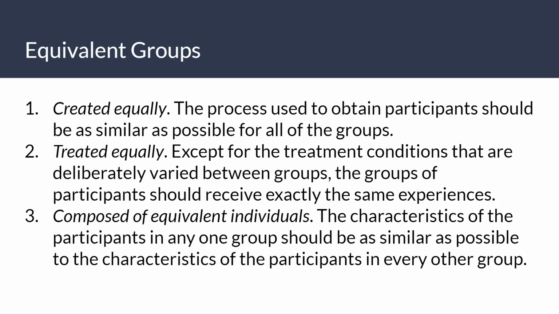Number 2, the groups must be treated equally. Except for treatments that are deliberately varied between groups, the groups of participants should receive exactly the same experiences. So the only way that they should differ is with the manipulation and not in any other way. For example, it's ideal if the size of the room is the same between group A and group B. And number 3, composed of equivalent individuals. So the characteristics of participants in any one group should be as similar as possible to the characteristics in every other group. So we don't want to have an imbalanced group. If one group has higher IQs compared to other groups, then that would be bias.